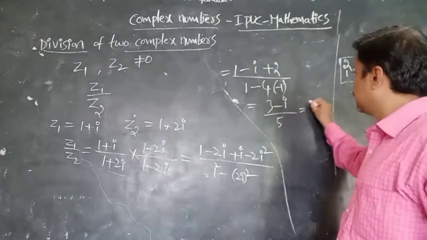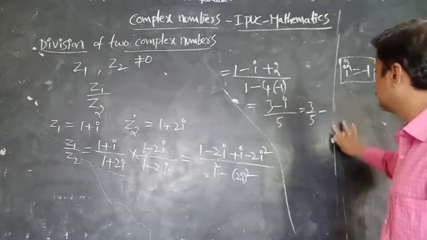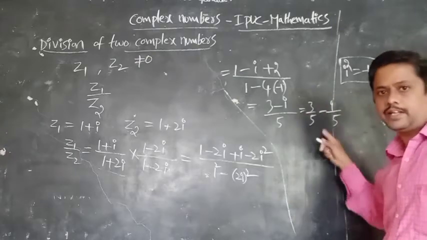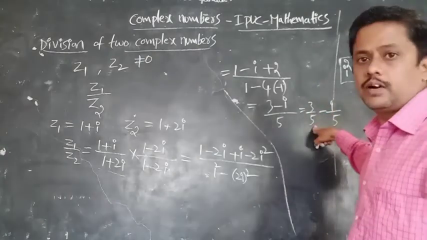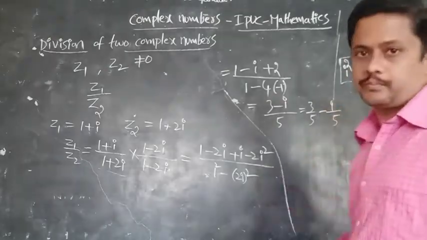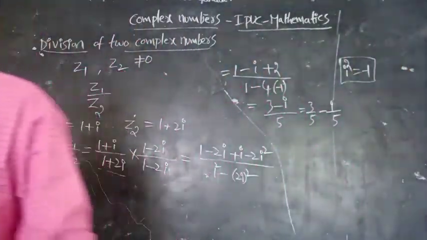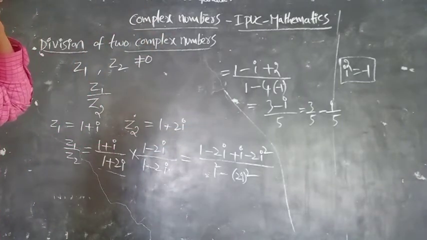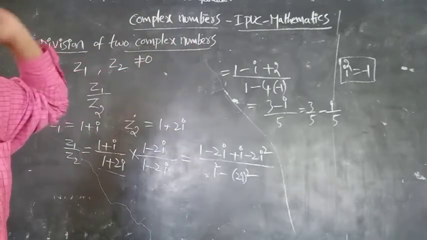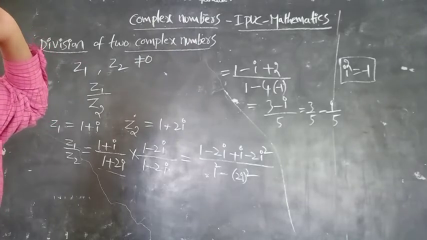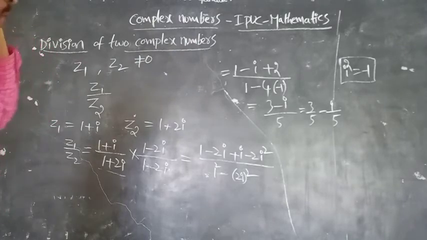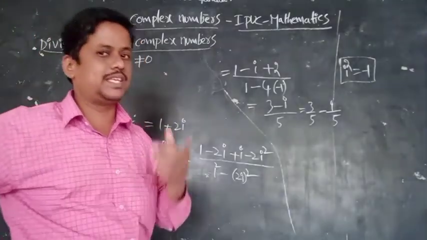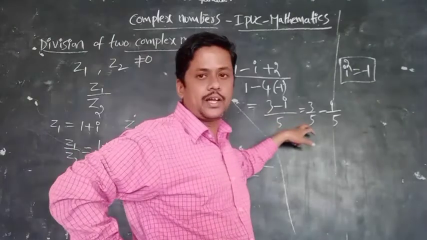Separating, we get 3 by 5 minus i by 5. What is the real part here? 3 by 5. What is the imaginary part? Minus 1 by 5. So like that we have to simplify. Therefore, the division of two complex numbers is also a complex number.